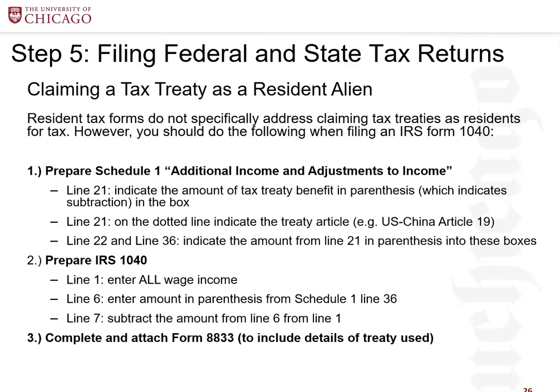This is a little bit of information about how to claim a tax treaty as a resident alien. As a resident for tax, if you had claimed a tax treaty exemption from withholding, and you submitted that paperwork to the University of Chicago, you would receive a 1042-S for that income. And the tax software that is geared toward residents for tax does not generally ask about this form. So it is something that you kind of have to figure out yourself, and we provide this guidance based on recent communications from the IRS.